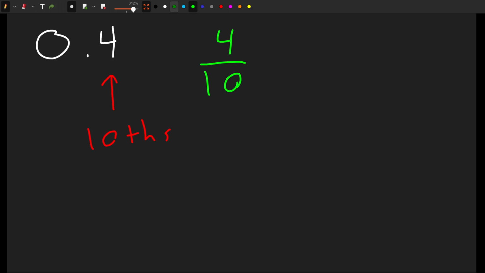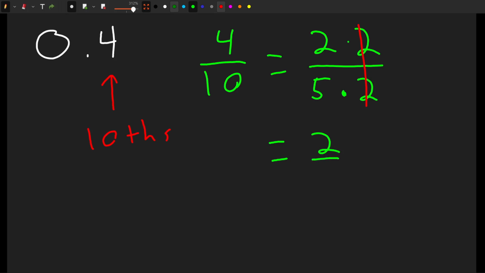But more than likely, you want to simplify. Always simplify your answers. And so I know that 4 as a prime factorization can be written as 2 times 2. 10 is 5 times 2. And that means I can cancel out one of these 2's. And my answer will then be 2/5. Or 2 fifths, whichever way you say it.